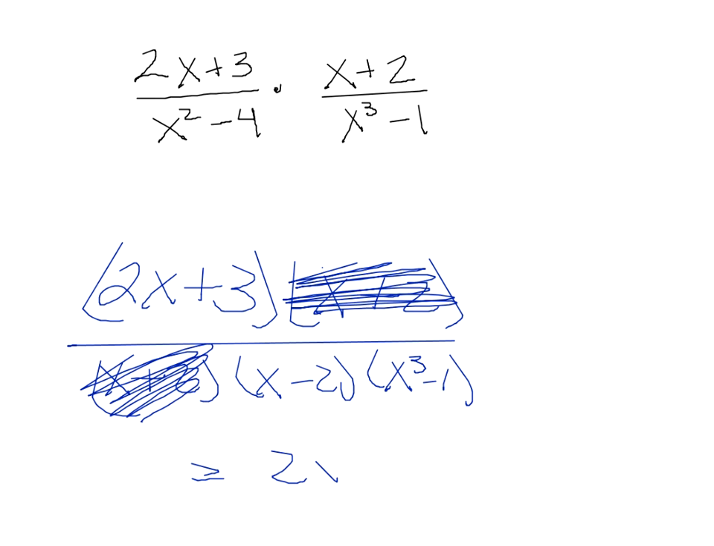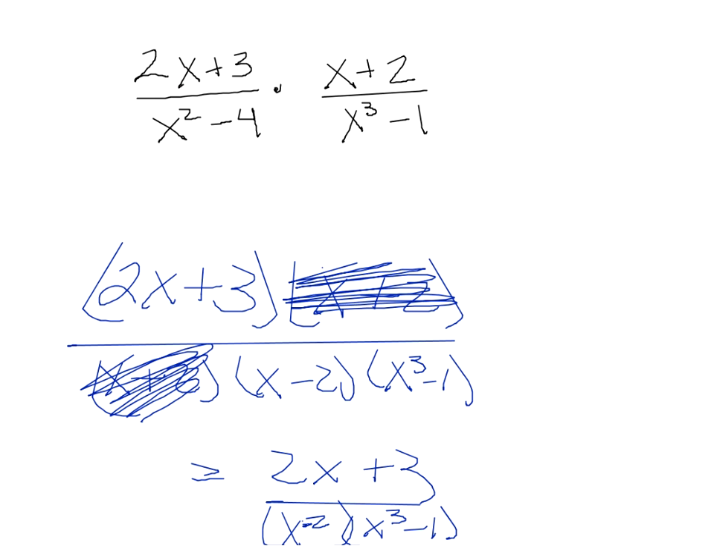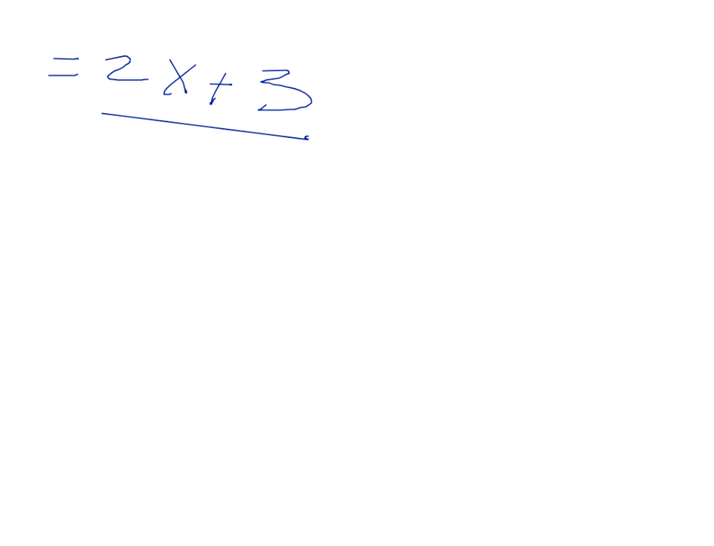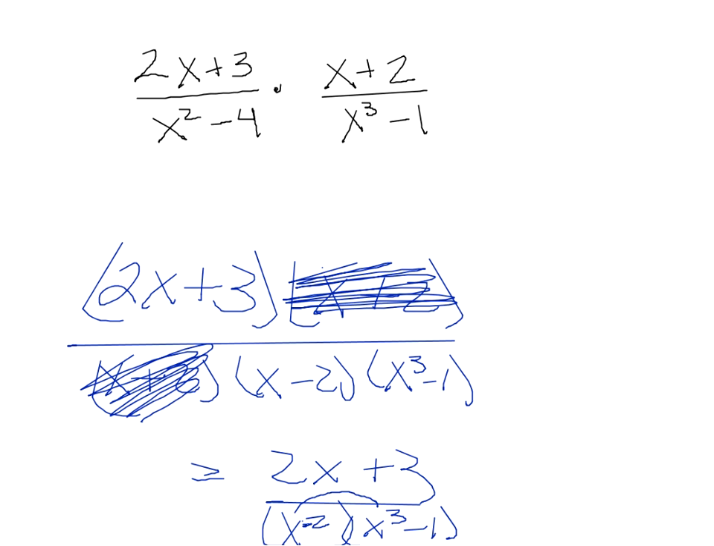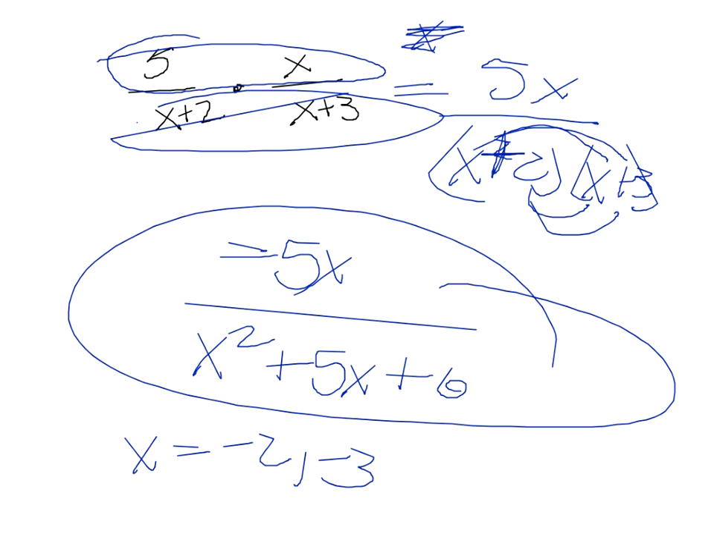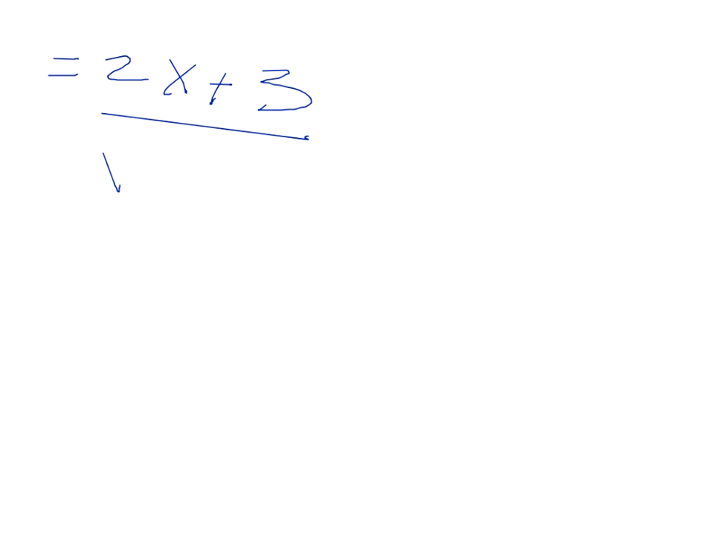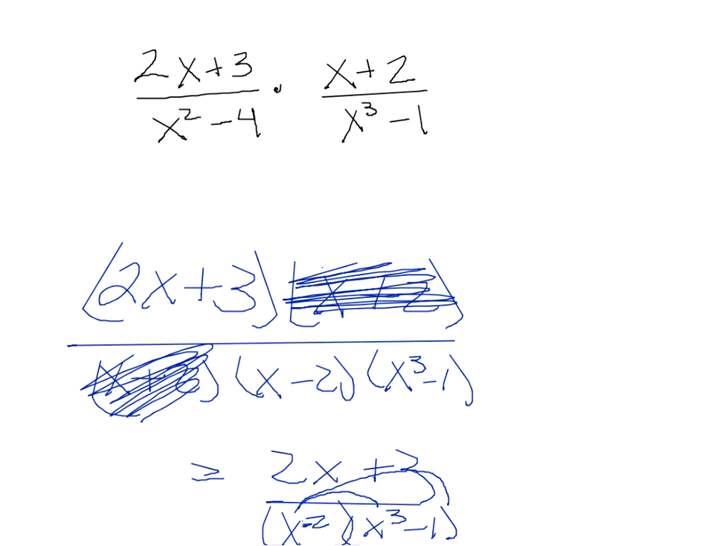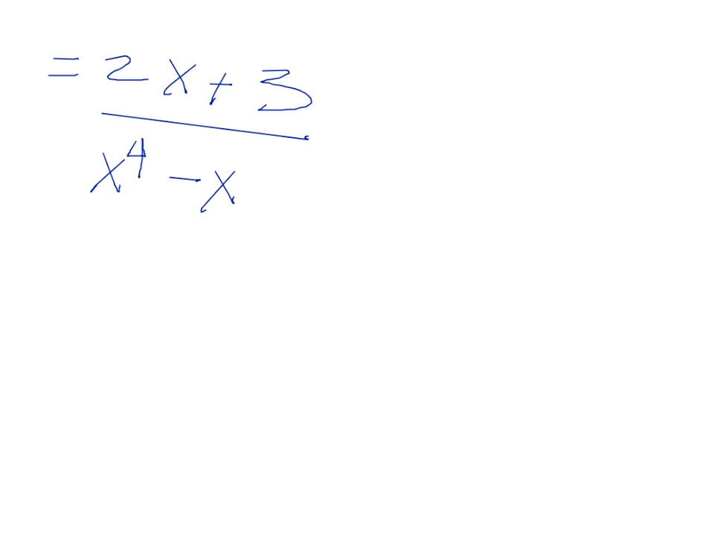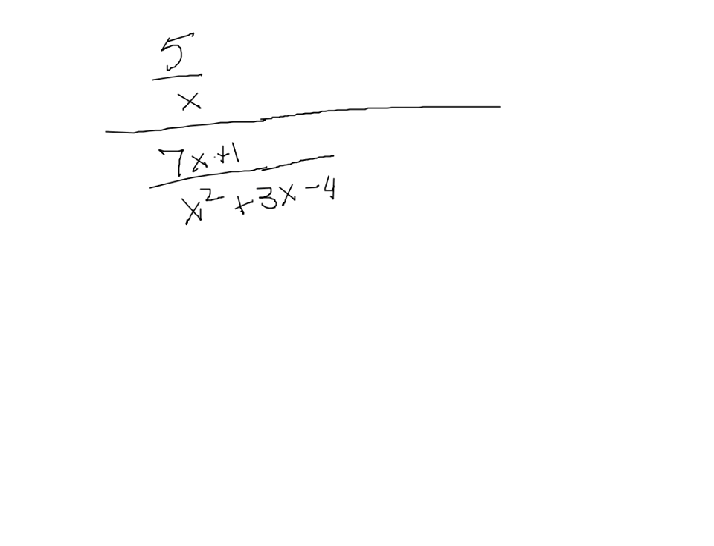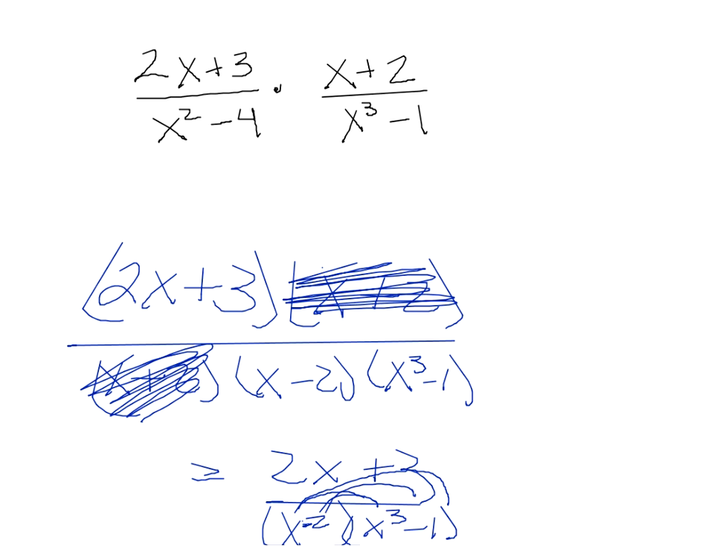So the x plus 2's cancel out, and I get 2x plus 3 over x squared, x cubed minus 1. Now it's possible that I need to go ahead and expand this. So, looking back, that's going to be x times x cubed minus x times 1. Whoops, wrong way. Okay, that's going to give me minus 2x cubed plus 2.